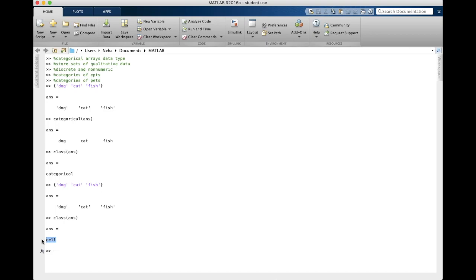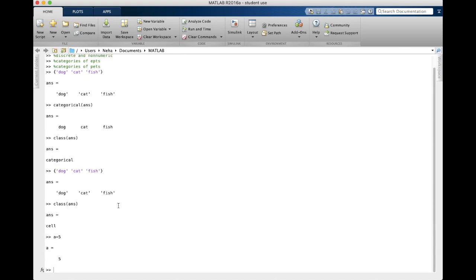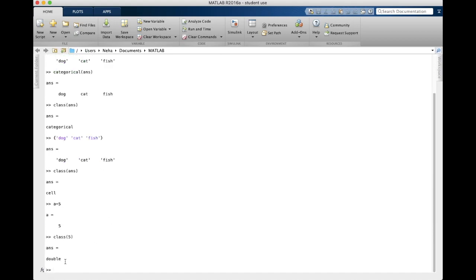Now, to determine the data type of a variable, we need to use the command class of x, where x is the value we are checking the data type of. Just like we did here, and we found out that the class or data type for this string was actually cell. Now, for example, say I have a equals 5, and I check the class of 5, it's double. This tells me that it is stored as that double precision floating point that I mentioned earlier, which is a numeric data type. If I, for instance, wrote the word dog, now I can check the class, and it would be char, which means character. It is the character data type.